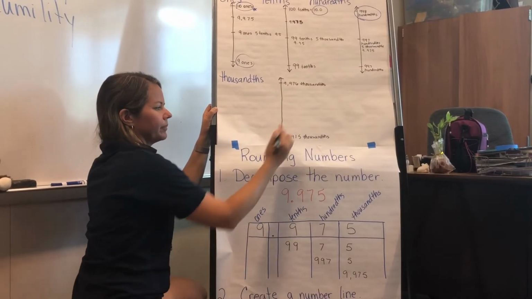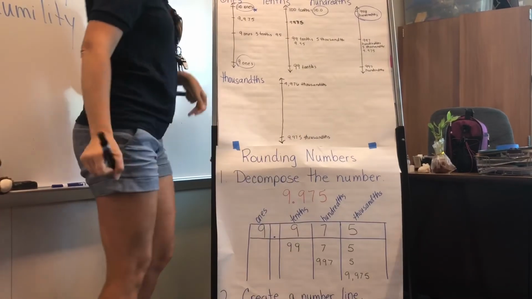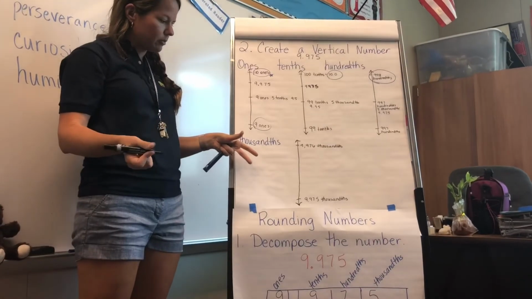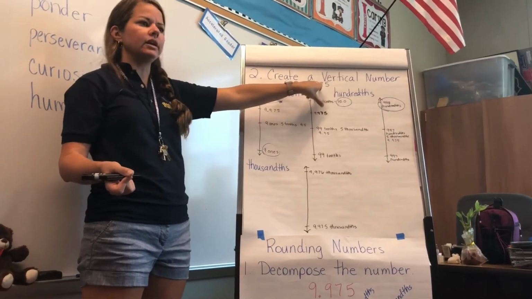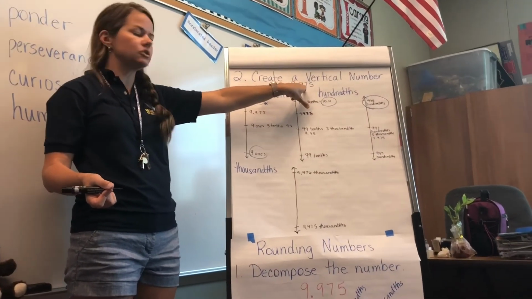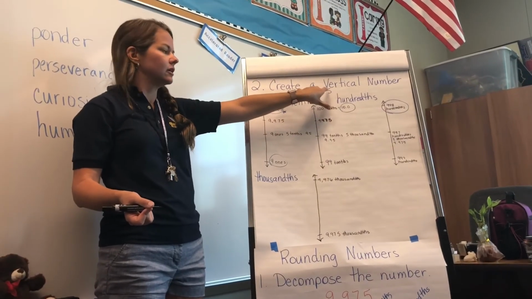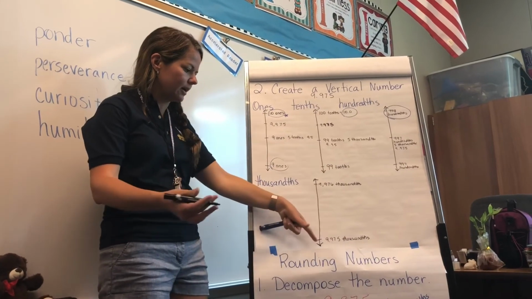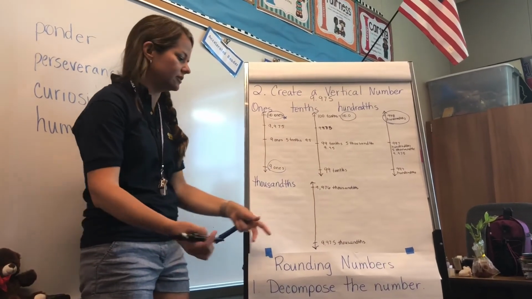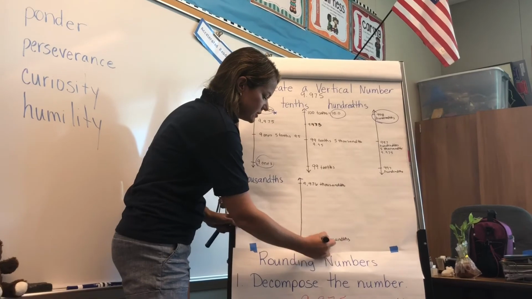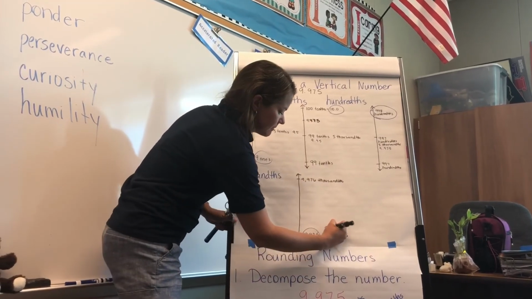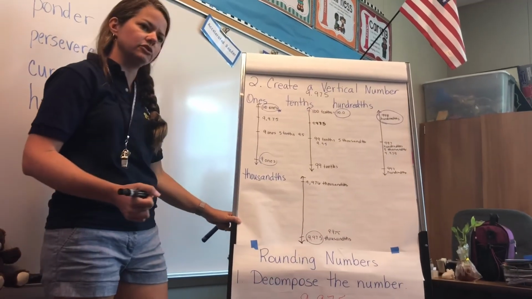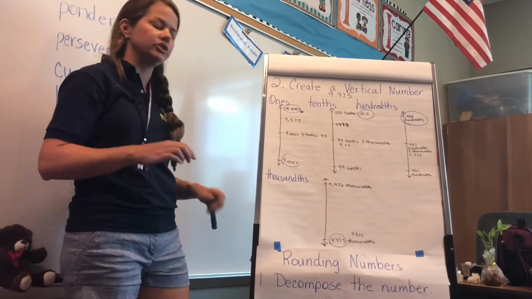Now, for this one, do I even need to find a halfway point? If I'm rounding to thousandths, this one's already in the thousandths. That's how it's written, 9,975 thousandths. So if I'm rounding it, I'm not changing it because it's already in thousandths. So I just leave it as is. Sometimes you'll be asked those questions to see, are you really understanding what you're doing?